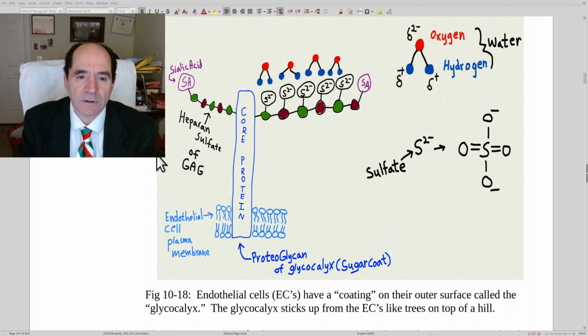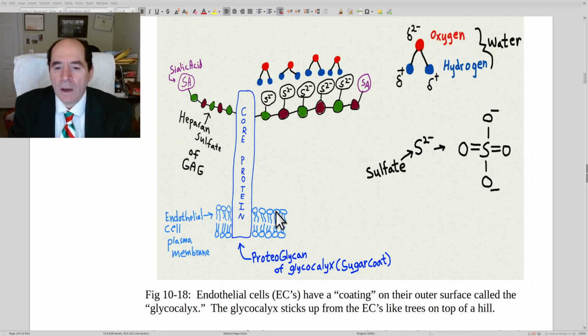And there's a couple things a little bit interesting about it. I'm trying to shrink myself a little here. Okay, so here's your endothelial cell plasma membrane facing the plasma of the blood. The plasma runs right along it. And here is the core protein. And then attached to the core protein are these glycosaminoglycans.